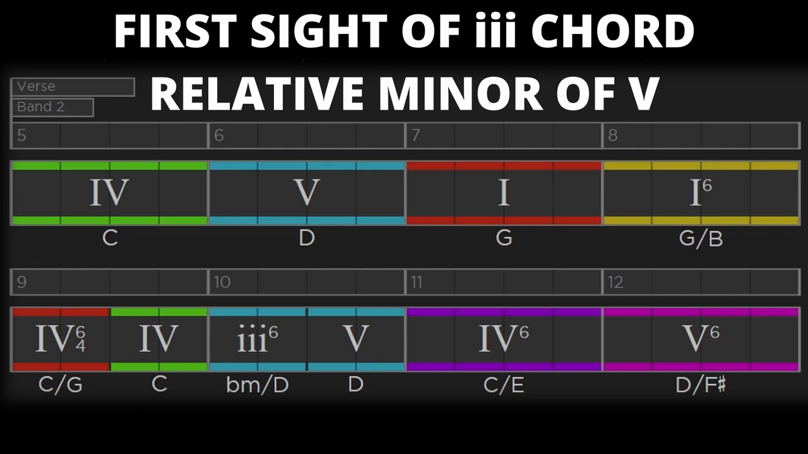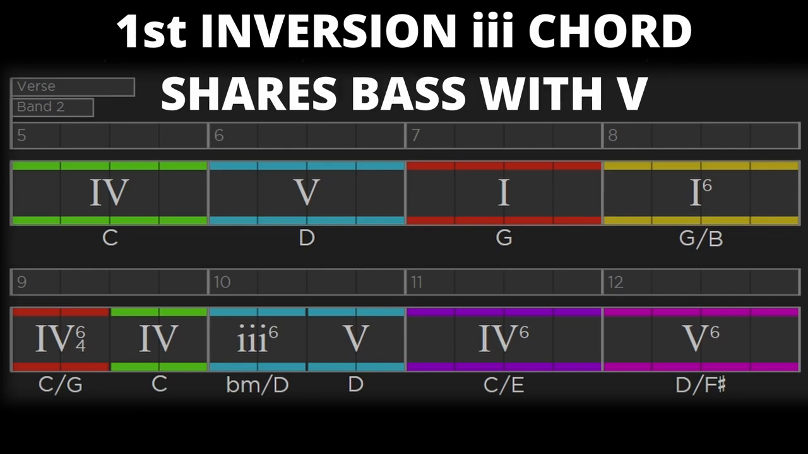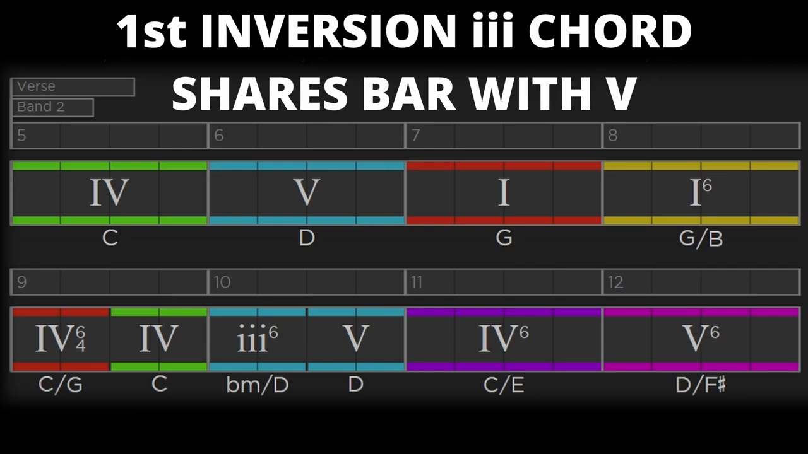It is also the first time we hear the 3 chord. We're using the first inversion so the bass note is the same as the 5 chord and it can still work in our rising bass line that sets up the chorus. It also shares a bar with its relative major chord 5.